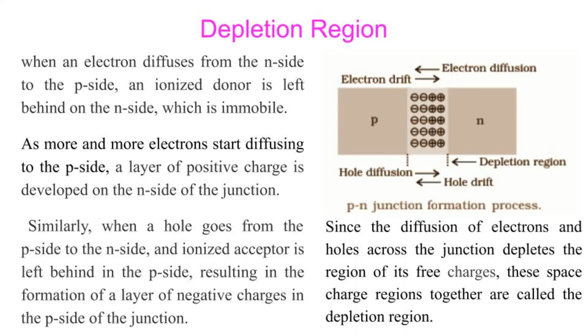Similarly, when a hole goes from the p side to the n side, an ionized acceptor is left behind on the p side, resulting in the formation of a layer of negative charge on the p side of the junction. Since the diffusion of electrons and holes across the junction depletes the region of its free charges, these space charge regions together are called the depletion region.